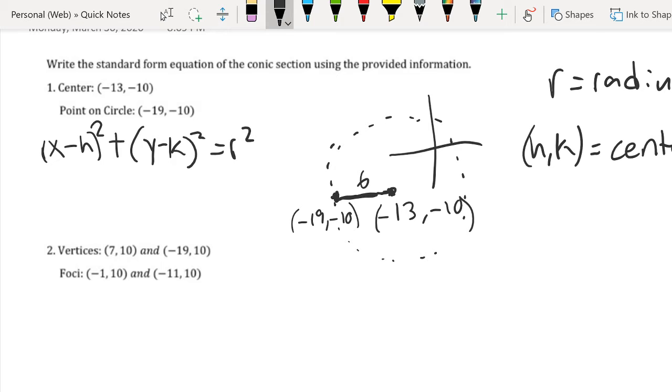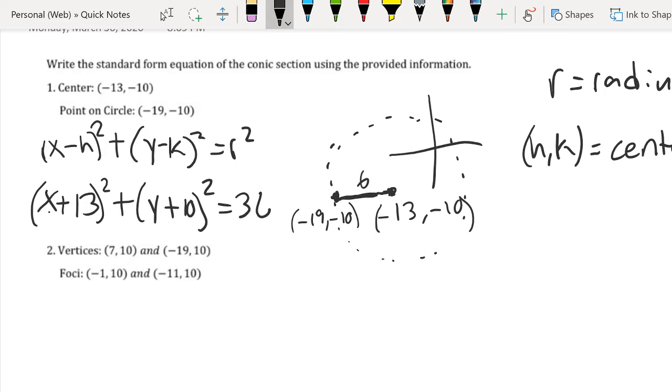of the circle. Well, we know the center. It's negative 13, negative 10. So it's x minus negative 13, which means it's going to be x plus 13, positive 13. And then the same thing for y. Y plus 10, because it's going to be minus k, and k is already negative. So it's minus a negative. 2 negatives make a positive. And then the radius is 6. 6 squared is 36. And there you have it.